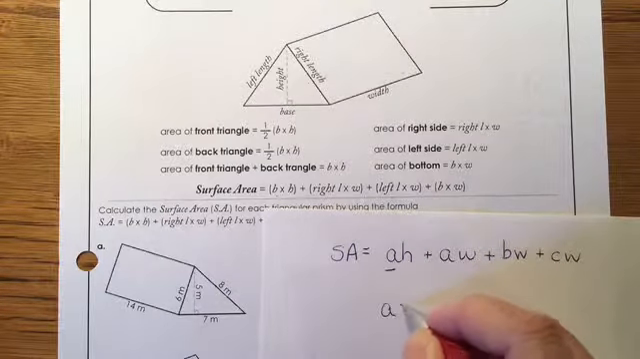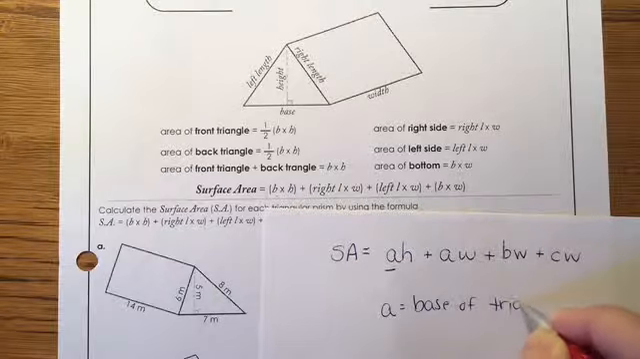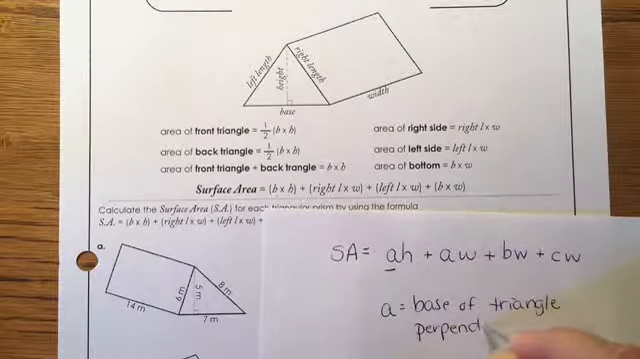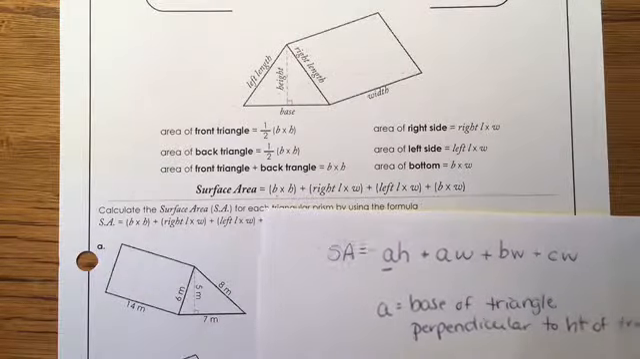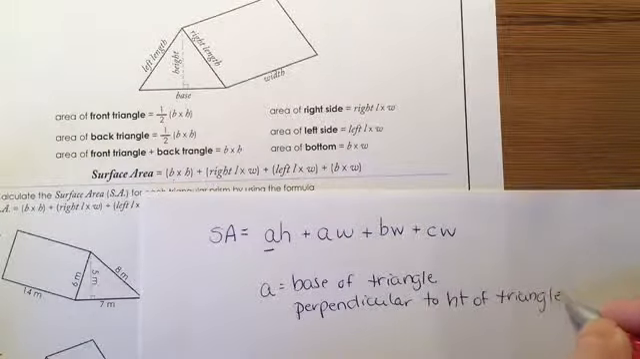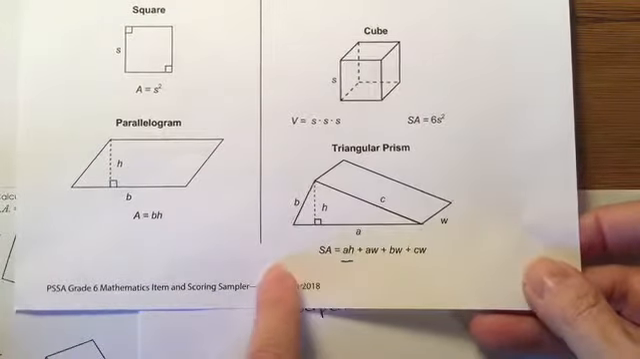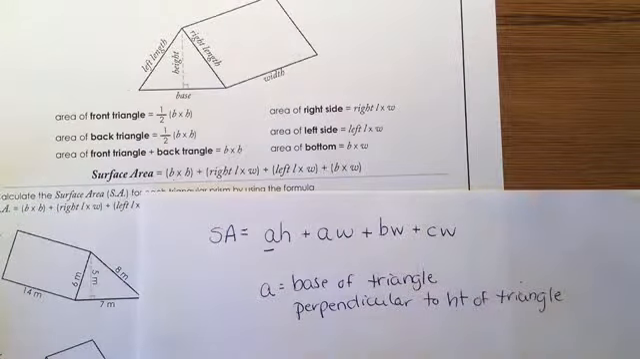So A is the base of the triangle perpendicular to the height of the triangle. All right. I really think you should write that down. Just pause here a second. Really want you to write that down, even if you want to write it right here on your formula sheet. All right. A is always going to be the one perpendicular to the height of your triangle.